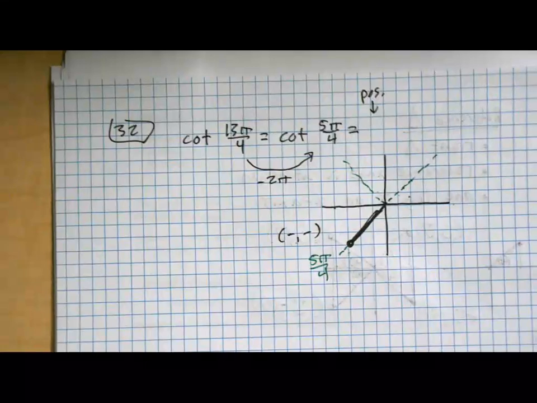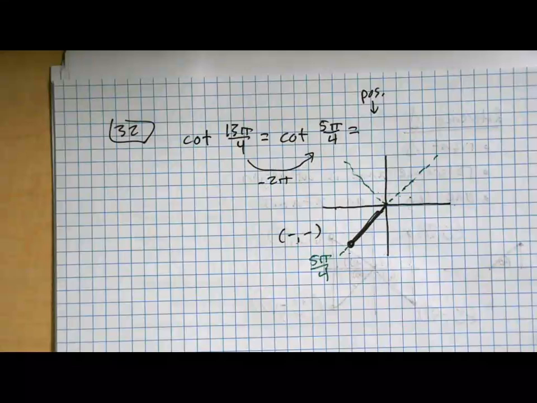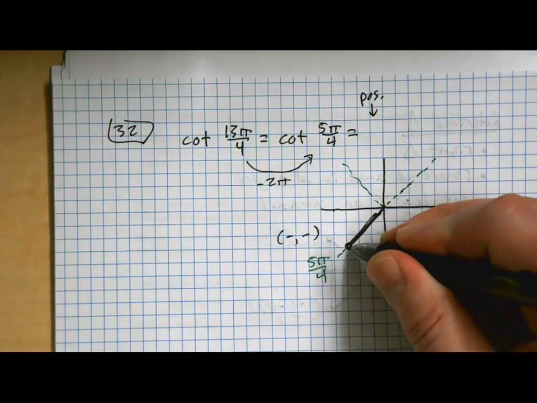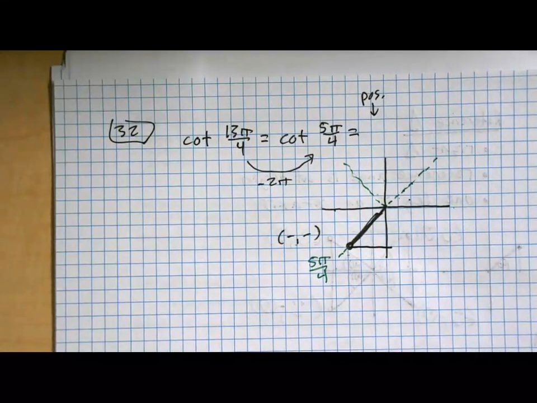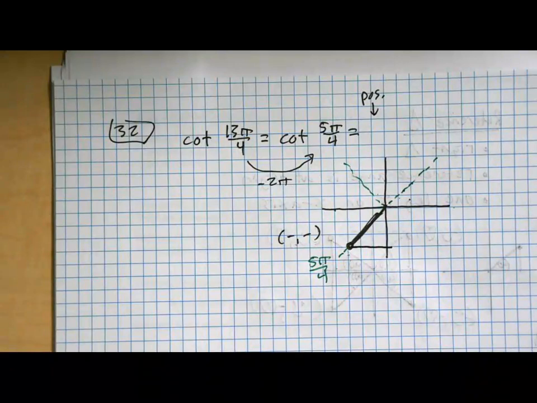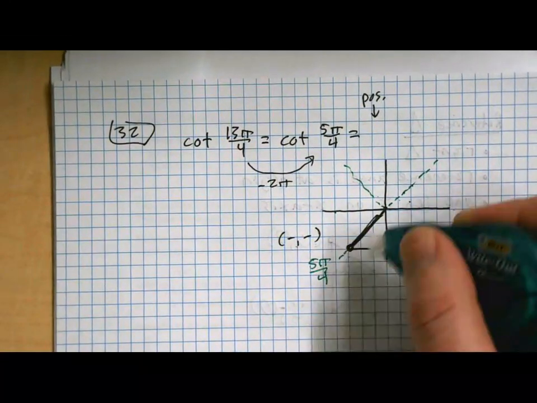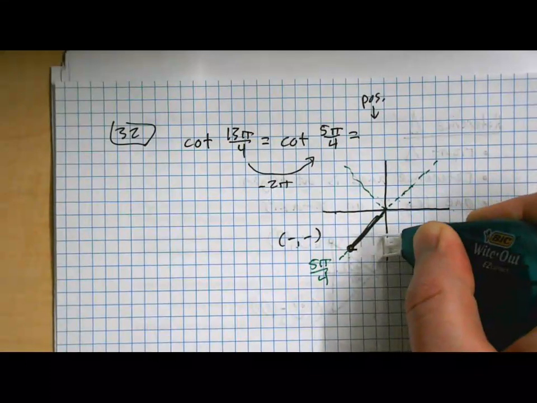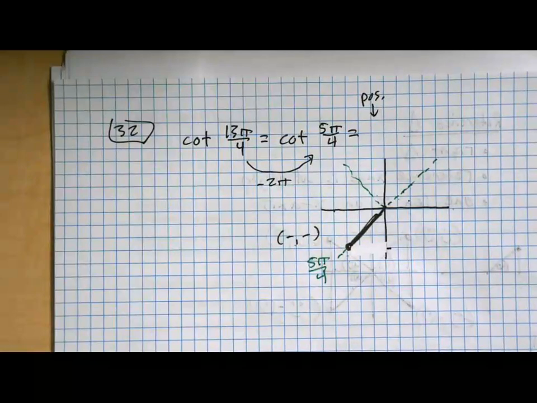Would you please draw me a reference triangle? And then once you've drawn yours, can you please look up at the board and tell me, what did I do wrong here? Is that a proper reference triangle? No, it's not. Reference triangle must connect to the x-axis, not the y-axis. Avoid that mistake. It's kind of the big one for this section.